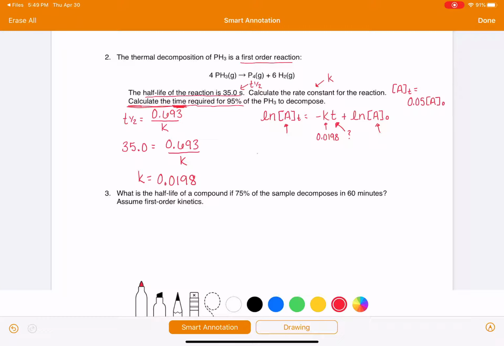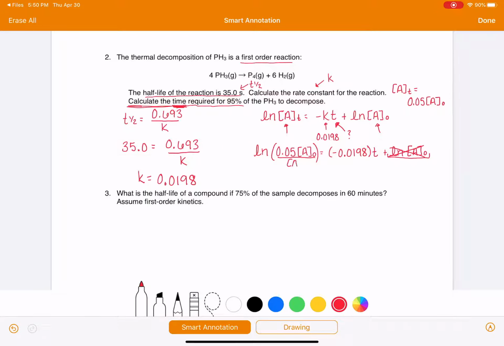So now we're going to plug that in. The natural log of 0.05 A initial is equal to negative 0.0198, so I'm plugging in k, times the time t plus the natural log of A at time 0. So we're going to need to do some log math, and we're going to subtract the natural log of A at time 0 from both sides of the equation, which is going to end up putting it right here.